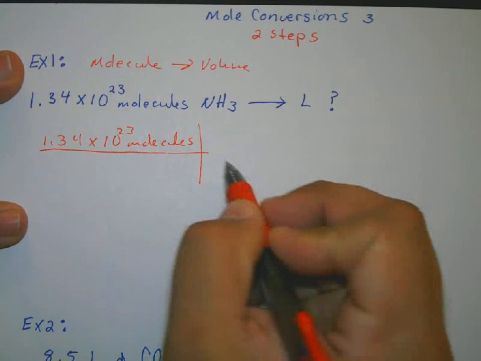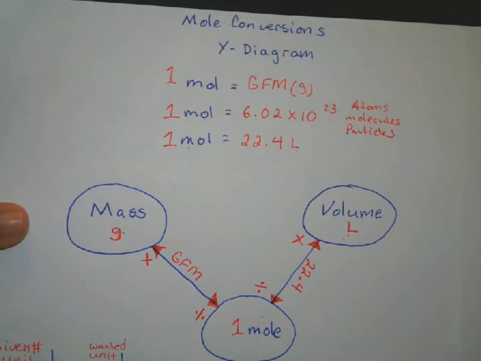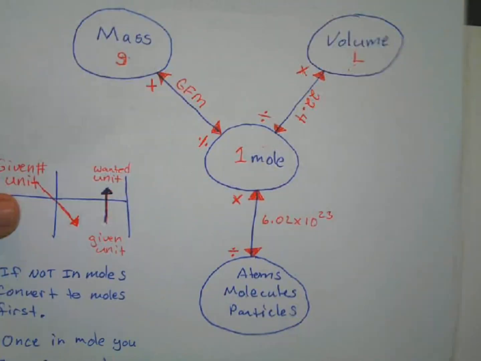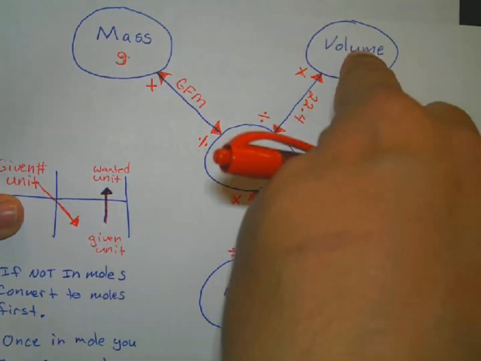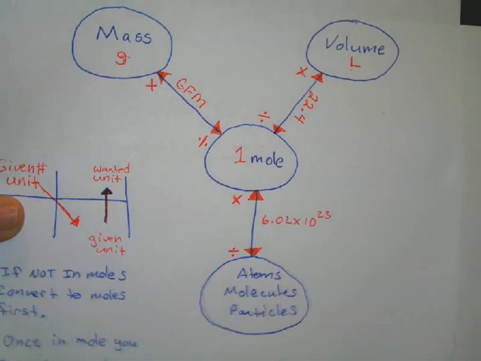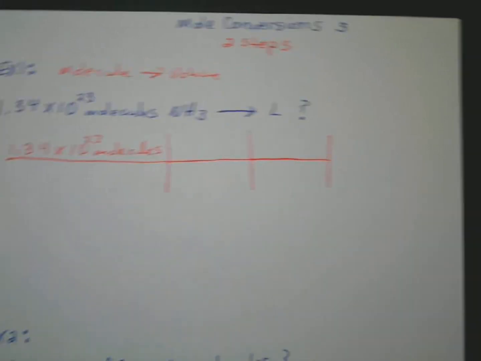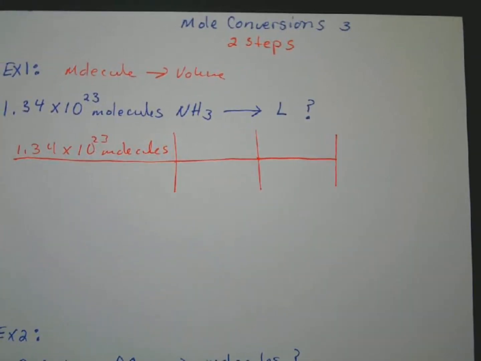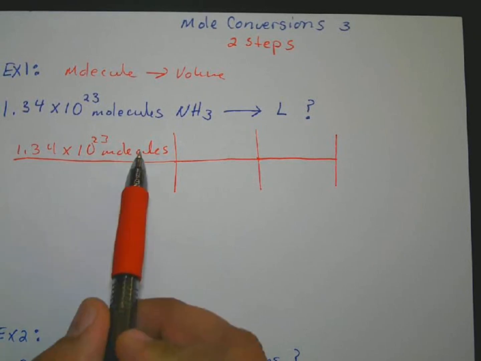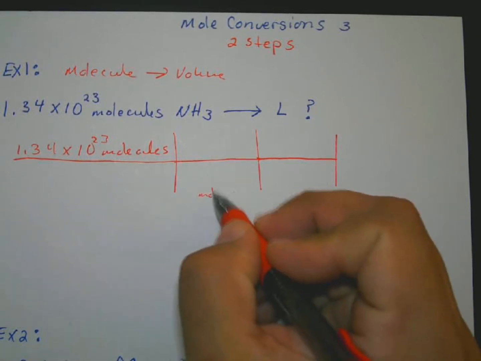How many sets of boxes do I need? Let's take a quick look. I'm going from molecules to volume. So this is step 1, takes me to moles. Step 2 takes me to volume. So it's a two-step, so I need 2 sets of boxes here. Okay. Now it's time to plug in units. Remember, not numbers, just units. So we're only going to put out units, but this is easy. Whatever's up here goes down here. So I got molecules here, so I'm going to put molecules down there.